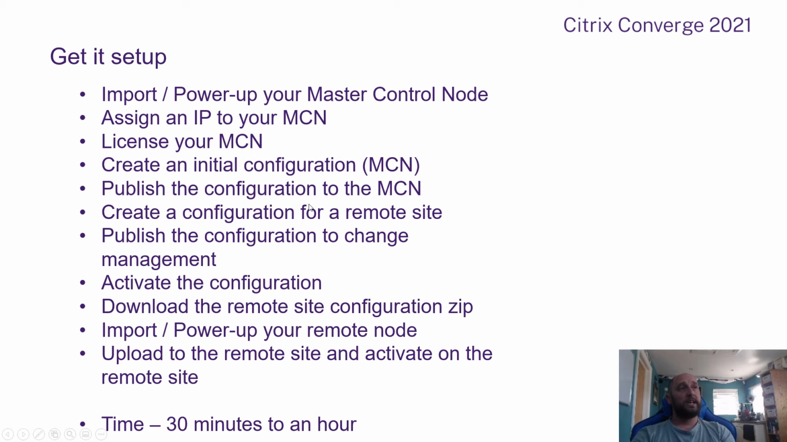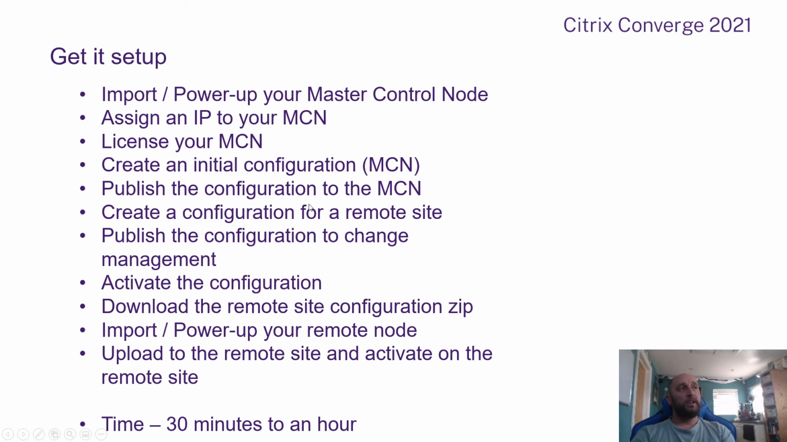So how to get this set up? We import an appliance, or we power it up if it's a physical appliance. We assign a management IP for it, and that's our MCN node. We tell it it's the master control node, and we license it. Citrix gives you a license, as it does with most of their products, like ADCs.